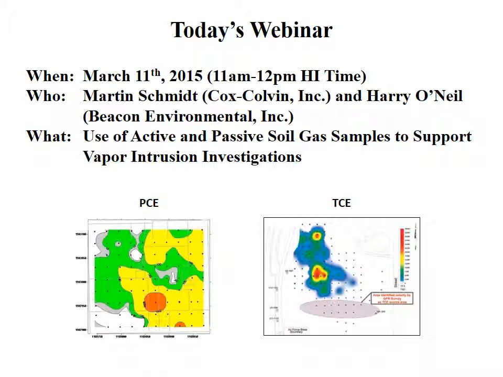Cox Colvin, where Martin Smith works, are the developers of Vapor Pins. This is how I was originally introduced to Martin. If you're not familiar with them, these allow for a cheap and much more cost-effective means of collecting soil gas samples beneath slabs. So you can collect lots of samples for the same cost. This allows you to get a much higher resolution of what the vapor plume looks like under the slab.